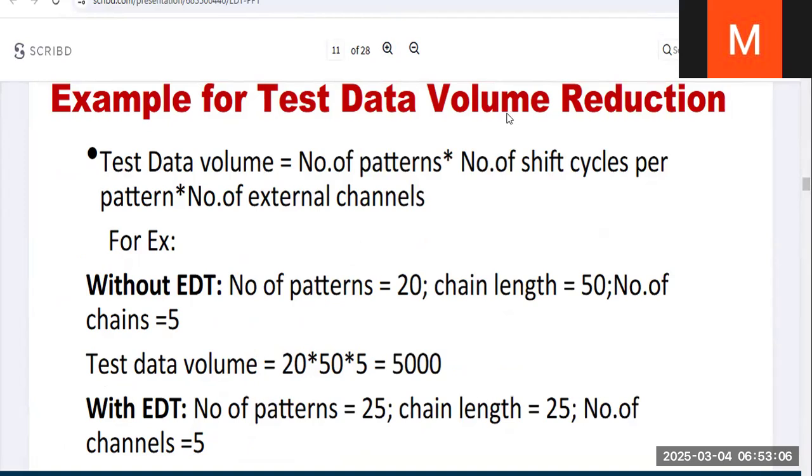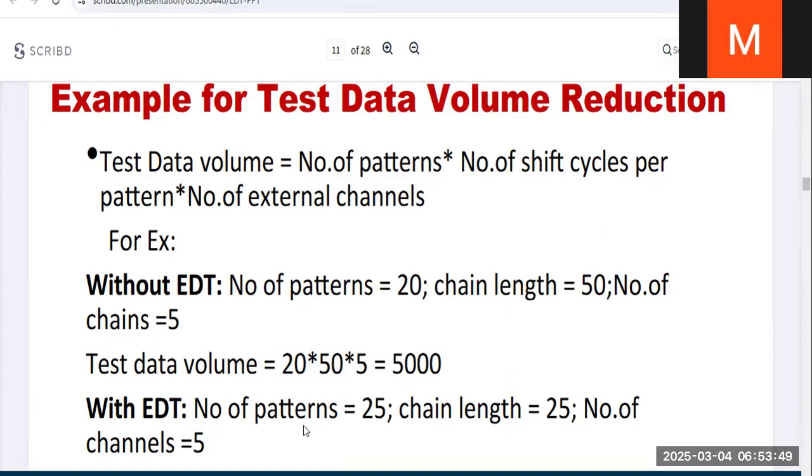Now test data volume. The formula for test data volume is the number of patterns times the number of shift cycles per pattern times the number of external scan channels. Here the number of patterns is 20, the scan chain length is 50, and the number of external scan channels is 5. So without EDT, the test data volume is 500.